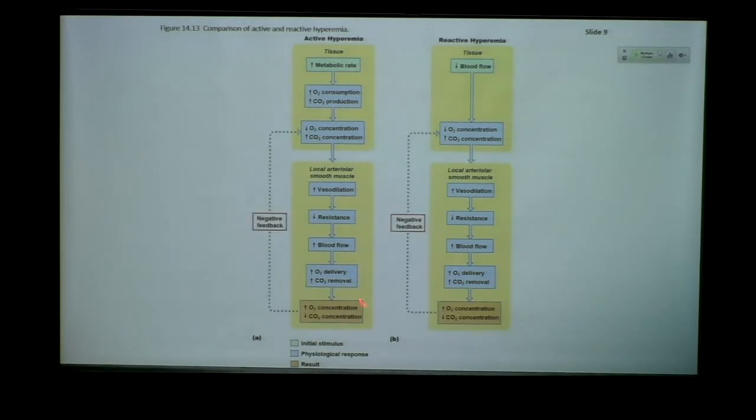Okay. Now, once we've corrected the oxygen concentration and carbon dioxide concentration, we must turn this back off. So the negative feedback of this is basically bringing the vessel back to its original state, which is just that typical tone. So we're no longer vasodilating at that point.